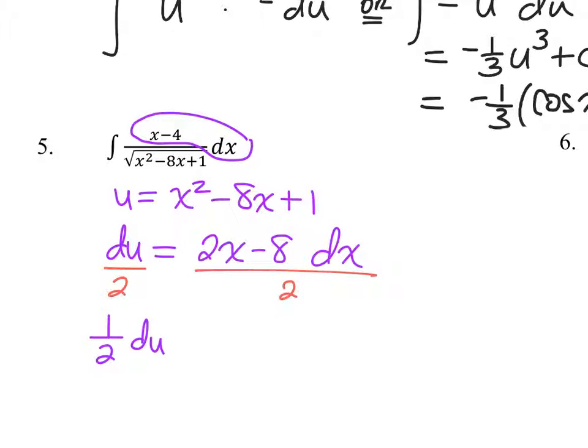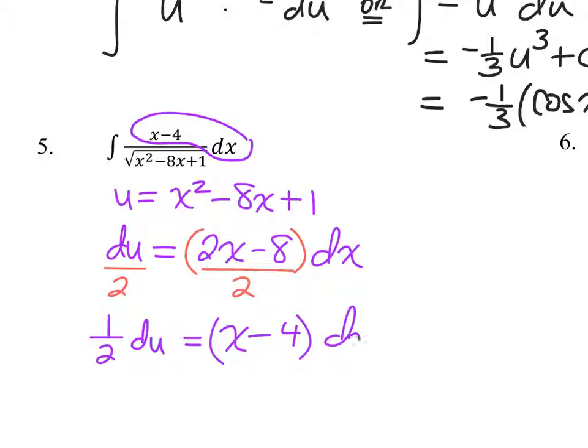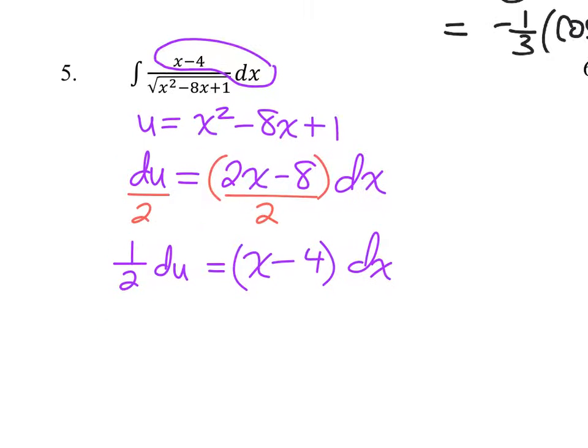1/2 du would be equal to, so I'm dividing, let me not be too free and easy with this. Let me actually make it look somewhat mathematical. You're going to divide by 2, so you're going to get (x - 4) dx. I'll put it in parentheses just so it looks a little nicer. But that's what the numerator would be equivalent to, the 1/2 du. I could swap out the x - 4 dx for a 1/2 du.